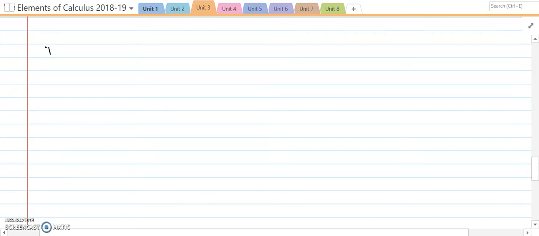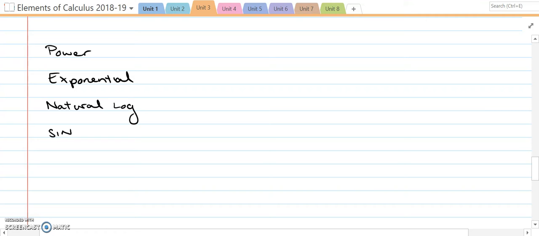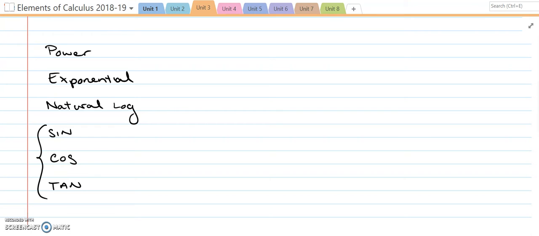Our list. We have a power rule. We have an exponential rule. We have the natural log rule. Then we have the trig. And those three trig rules, there's one for sine, there's one for cosine, and there's one for tangent. These are the derivatives that you are responsible for knowing. I'll give you a simple example that uses each one now.